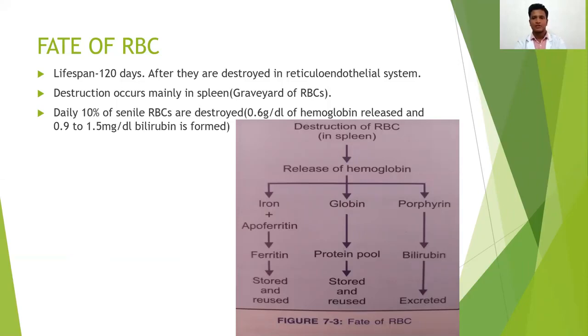In this flowchart, we are showing the fate of RBC. Destruction of RBC in spleen releases the hemoglobin. From hemoglobin, iron and apoferritin, globin, and porphyrin are released. Iron and apoferritin are converted into ferritin, and ferritin is converted into stored and reused content. Globin is converted into protein pool and stored and reused, and porphyrin is converted into bilirubin, which is excreted.